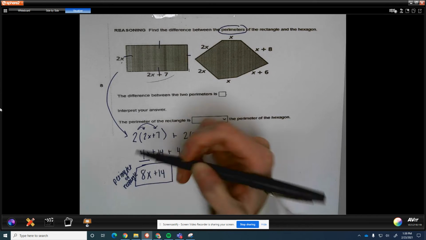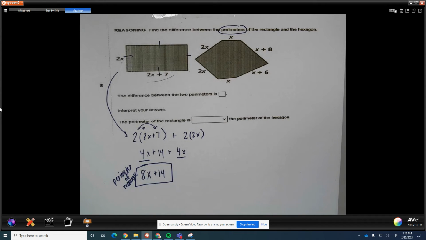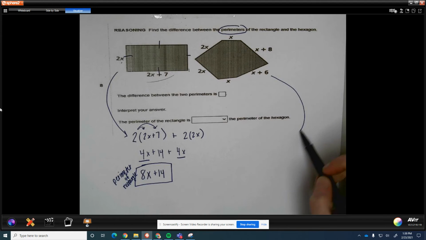I can't find a numerical answer, right? I can't get to the bottom of this because I don't know what x is. It doesn't tell me anywhere where x is. So for right now, this is my answer. Now I'm going to move on to the hexagon.